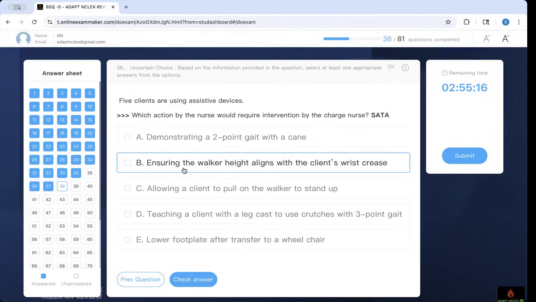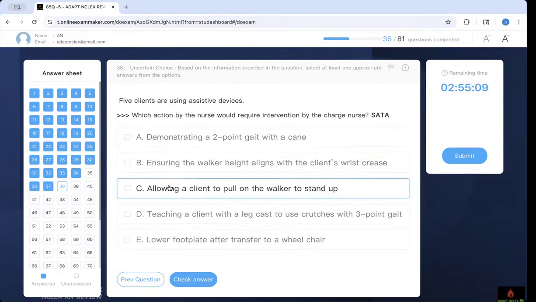Allowing a client to pull on the walker to stand will let them fall. They should push so that they can put pressure on it. This is a problem. If you have a cast on and the crutches, you're supposed to stand in the 3-point. And then when you transfer a patient to a wheelchair, you're supposed to lower the foot plate so that they can step on it. Before transfer, you should pull the foot plate away. After you transfer, you put it back so that they can step on it. One answer choice.